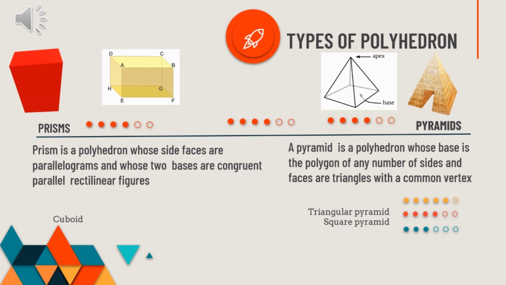Now we will be talking about a pyramid. It is a polyhedron whose base is a polygon and whose lateral surfaces are triangles with a common vertex. The best example here is a square pyramid, where the base is in the form of a square and all the triangles are meeting at a common point, that is the vertex on the top.